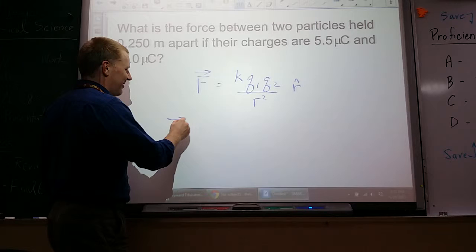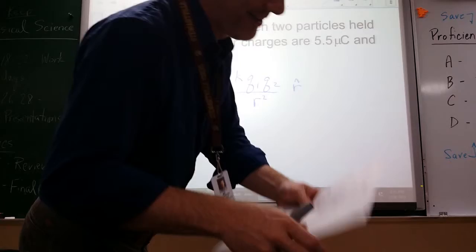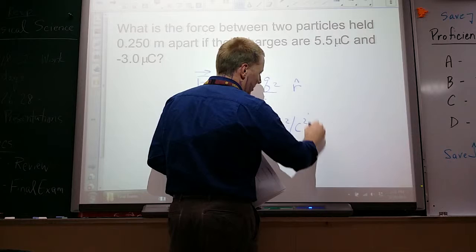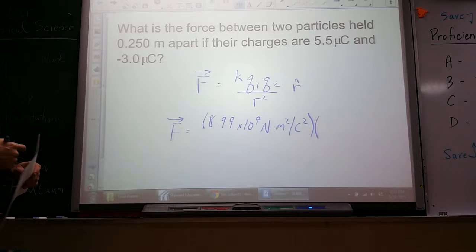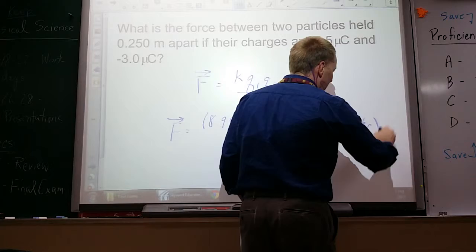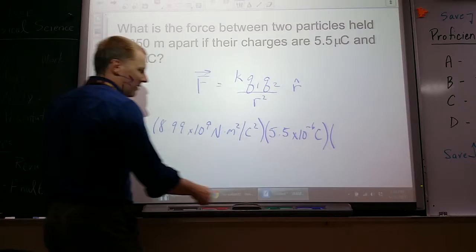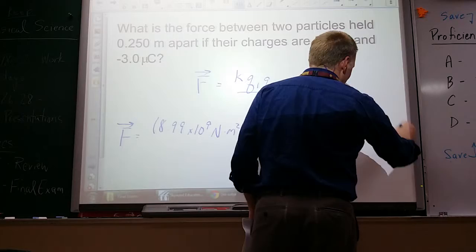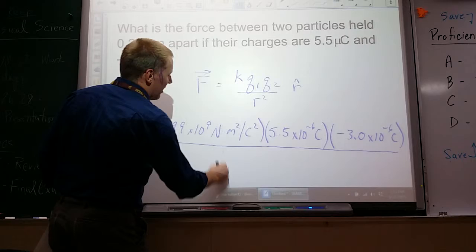So let's put in values. Nine times 10 to the 9th newtons times meter squared over coulomb squared. Our two charges are in microcoulombs, and we cannot calculate in microcoulombs. What does micro mean? 10 to the negative 6. Now we've got a negative 3.0 times 10 to the negative 6 coulombs, over the distance between them, and that has to be in meters.